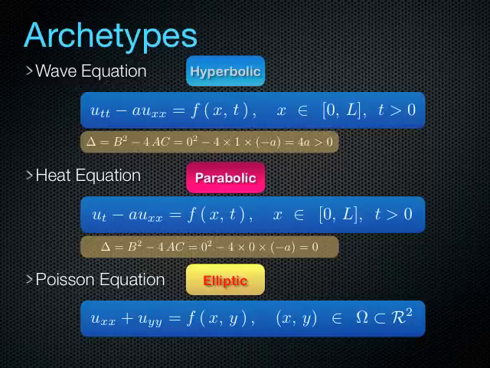We'll talk more in detail about each of these equations, and we're actually going to attempt to solve these equations numerically for different kinds of domains. As you can see, the wave equation involves a time variable and a space variable. The heat equation also involves the same time and space, whereas the Poisson equation in this case involves only spatial coordinates, x and y.